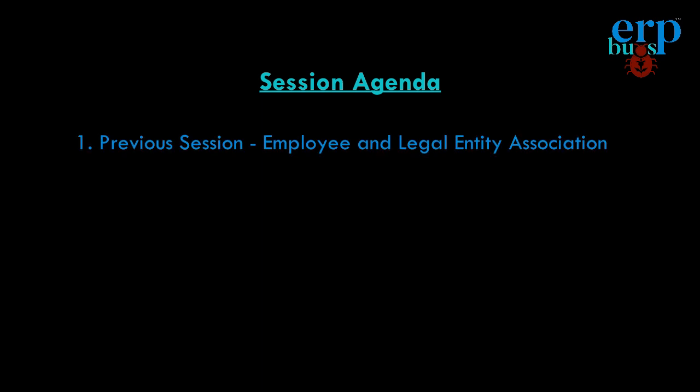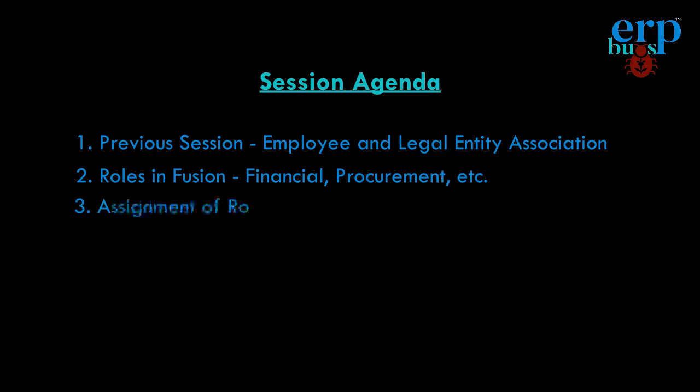In the previous session, we looked at how the employee and the legal entity are associated so that the employee becomes a legal employee of the organization. Today, we will discuss the various roles available in Fusion, particularly the financial roles, the procurement roles, and many other roles that a user should have to perform their activity within the organization.